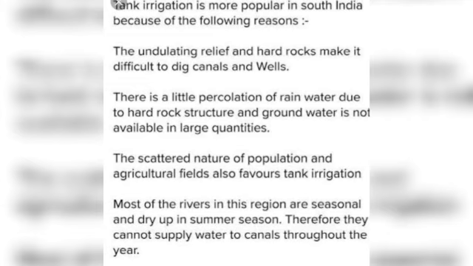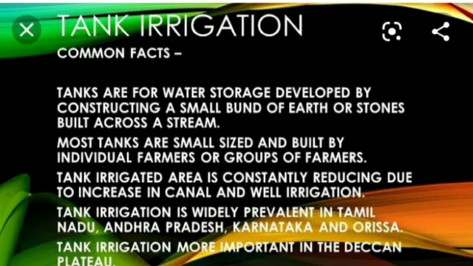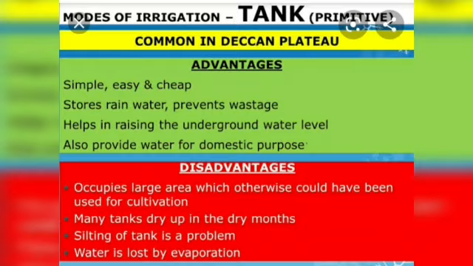The topography of the south is such that depressions are already there, so the tanks are made out of them. They are lined and then made. Peninsular India receives more rainfall from the monsoon type of climate. So tank irrigation is more preferred in the regions of Tamil Nadu, Andhra Pradesh, Karnataka and Orissa.